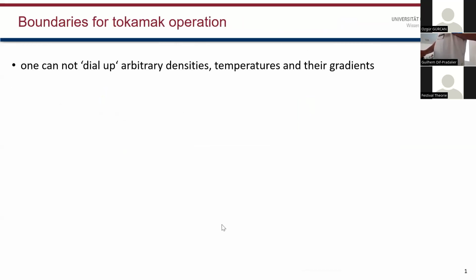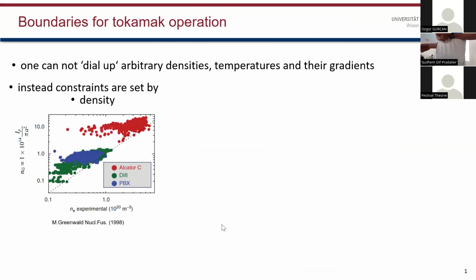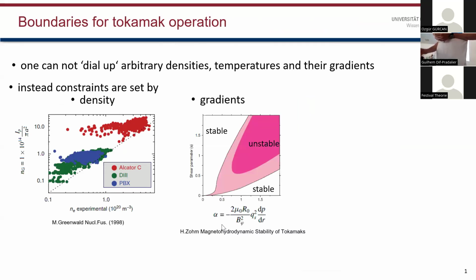But sometimes I want to use the slides. Okay, so you cannot dial up arbitrary densities and temperatures as you want to, and you also do not get the gradients as you want to. Instead, there are constraints, and they are set by different things. So there's this density limit, for example, we have seen today, which here in this plot works pretty nicely at least. Then the gradients are restricted mainly in the pedestal due to MHD instabilities.